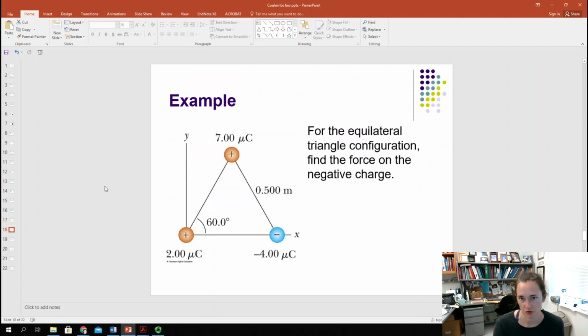Let me do an example problem for you. Here we have an arrangement in an equilateral triangle of 3 charges. There's a +2 microcoulomb charge at the origin, there's a 7 microcoulomb charge at the top of the triangle, and there's a -4 microcoulomb charge at the bottom right of the triangle. The equilateral triangle, of course, has interior angles of 60 degrees by definition, and each one of its sides is 0.5 meters in length. For this configuration, what they want you to do is find the force on that negative charge at the bottom right. So what's the net force on that -4 microcoulomb charge?